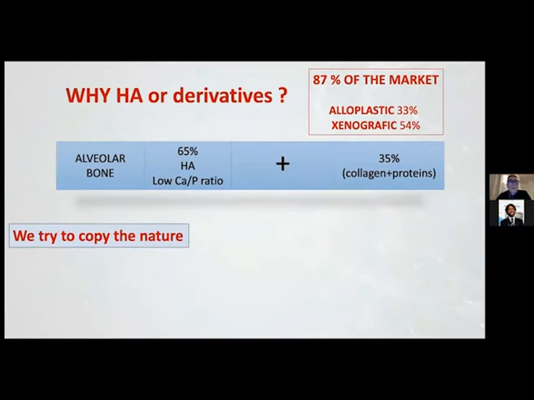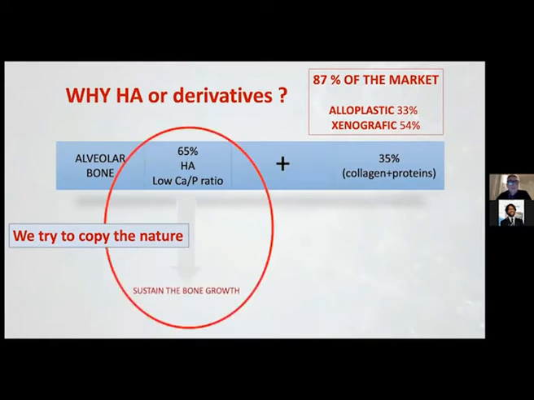So why do we use this material? We use this material because we try to copy nature. The alveolar bone is made of 65% HA and 35% collagen and proteins. So the 87% of the market is made as a copy of nature, and we try to copy it using HA.